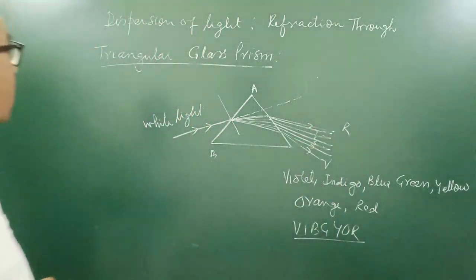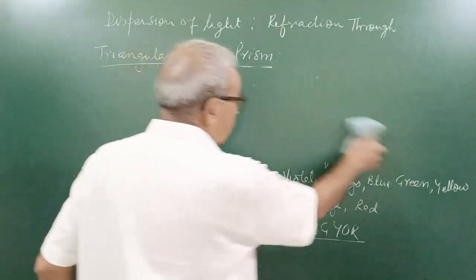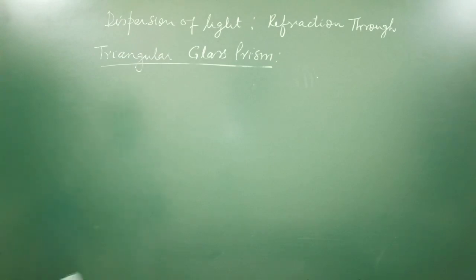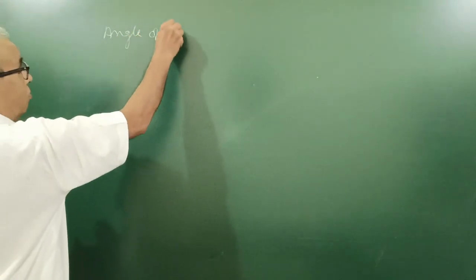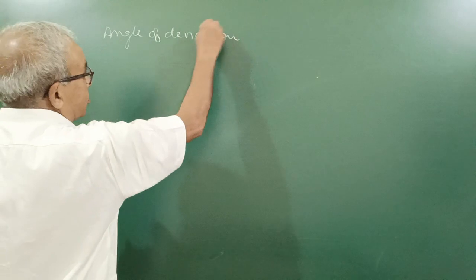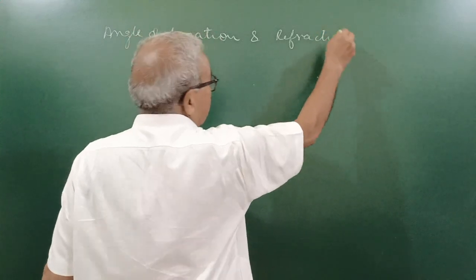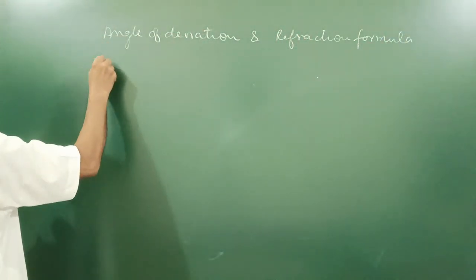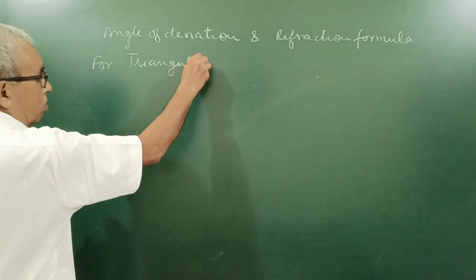Now we will take how refraction takes place and what is the formula for refraction, etc. So first of all, here I come to angle of deviation, minimum deviation, etc. Angle of deviation and refraction formula for a triangular glass prism.